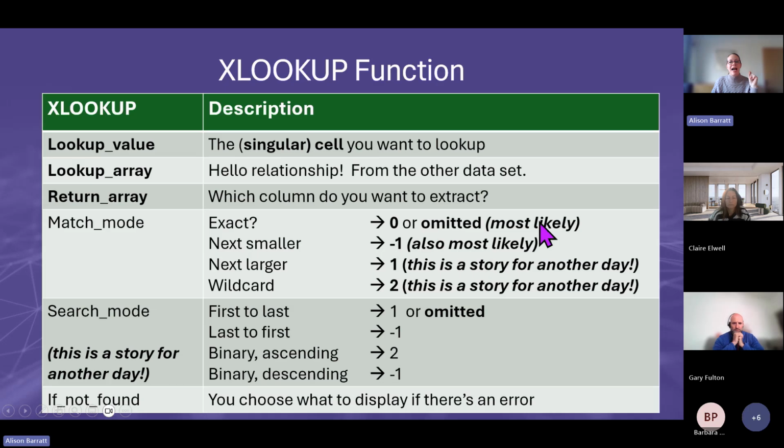You've still got exact, which is still represented by a 0. And then it's this one that is most likely to use that represents an approximate match. And it's exactly the same approach as what we've just done. If something is in A to Z order with your parameters, it's a -1 that you want to use. This one tends to get used with Z to A, and this one's for fuzzy matches with wildcards. That's a story for another day though.